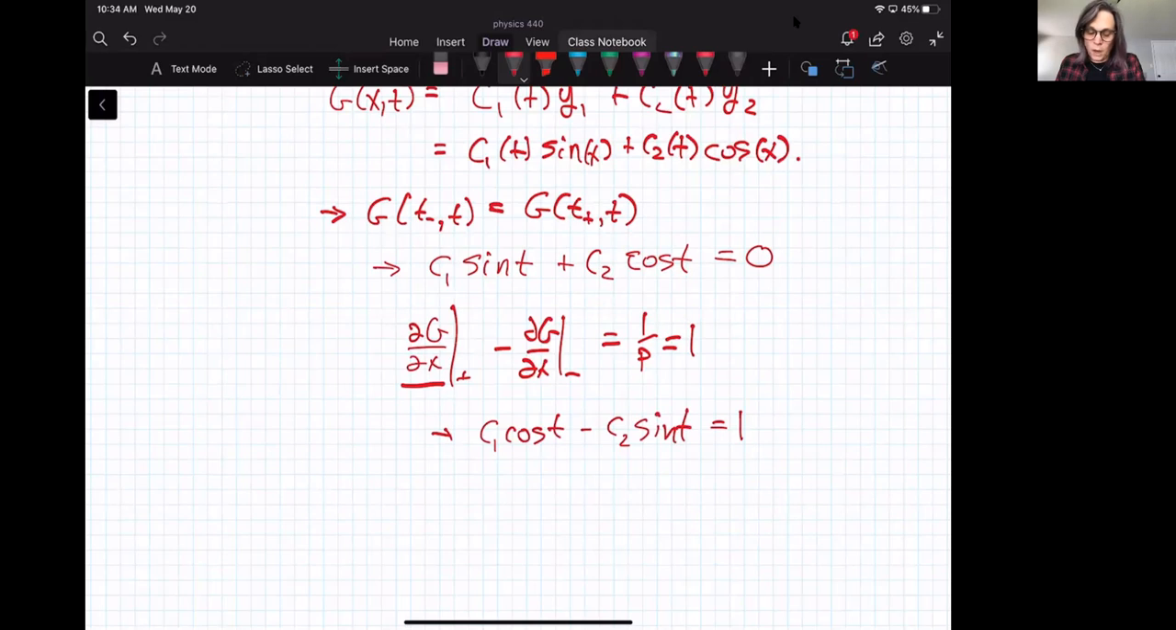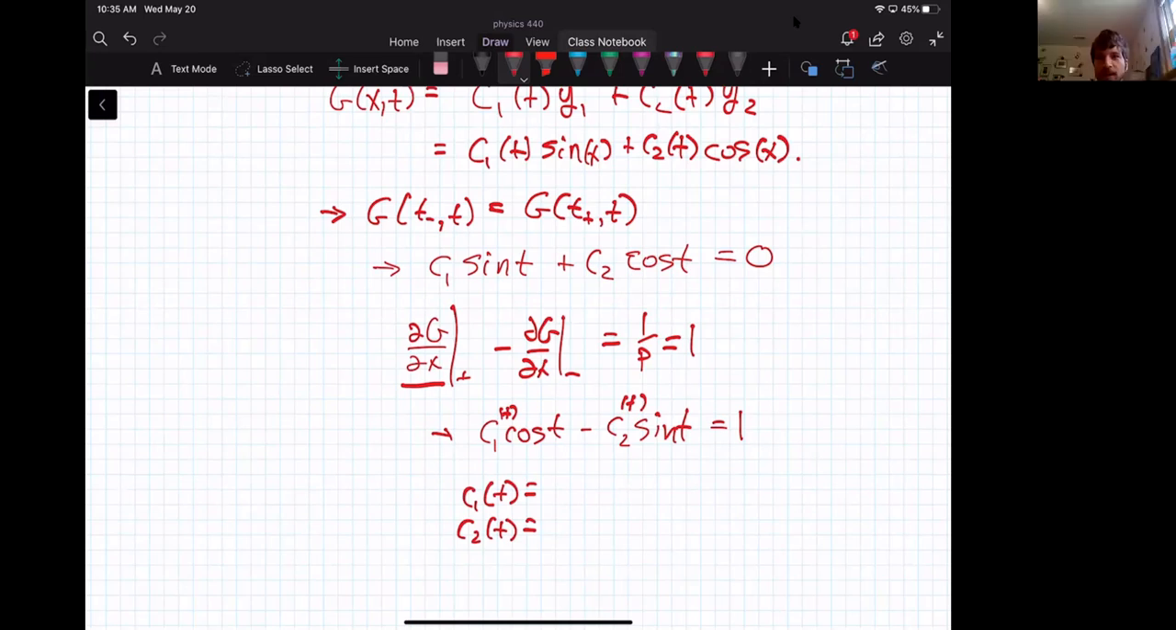For this to be equal to 1, and this is where it can be a little tricky, we know what c1 and c2 are. Remember, they're functions of this parameter t. So what does c1 of t have to be equal to? What's the hint here? If c1 times cosine of t minus c2 times sine of t is equal to 1, what do we know whenever we see cosines and sines and 1 on the other side? It should be the Pythagorean identity.